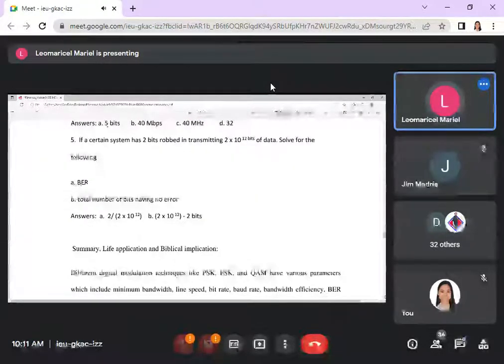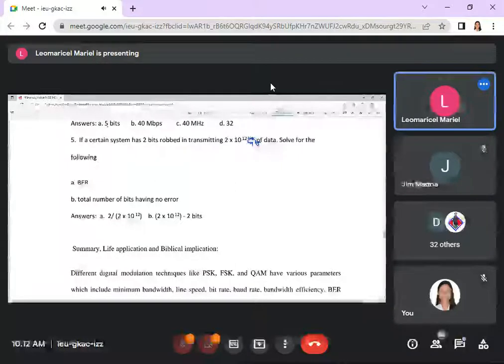Okay. Number 5. If a certain system has a 2 bits error in transmitting 2 times 10 to the 12 bits, babaan natin yung bits dyan. Gawin natin dito, bits of data, solve for the following. Ibig sabihin nun, meron daw system na nawawalan ng 2 bits every time na nagtatransmit siya ng 2 times 10 to the 12 bits of data.